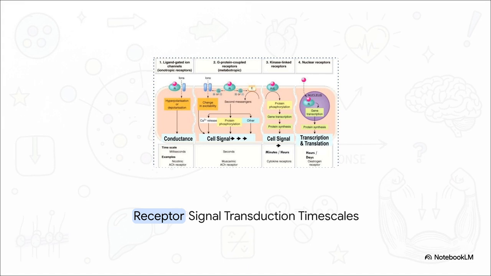Take a look at the far left. Ligand-gated ion channels react almost instantly. We're talking mere milliseconds. But if you glance all the way over to the right at the nuclear receptors, which, by the way, are completely inside the cell and deal with gene transcription, those can take hours or even days to actually produce an effect.